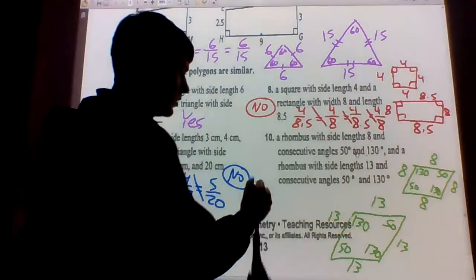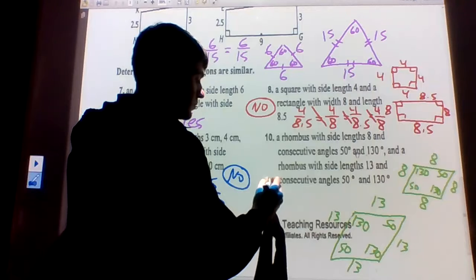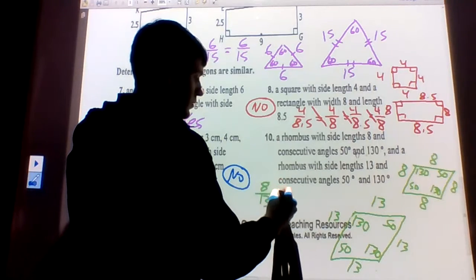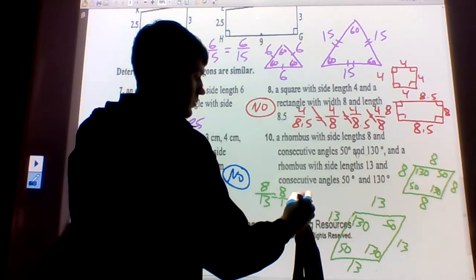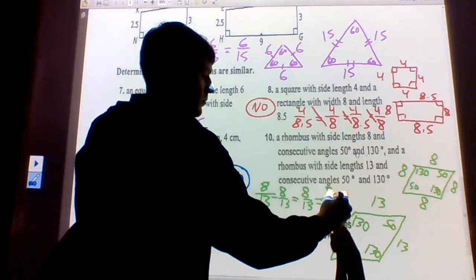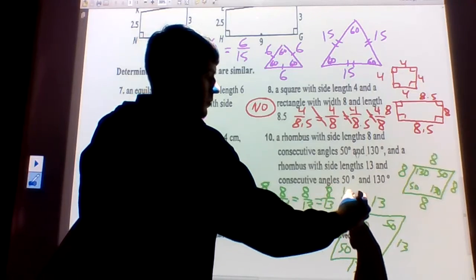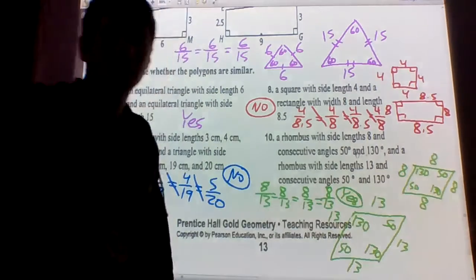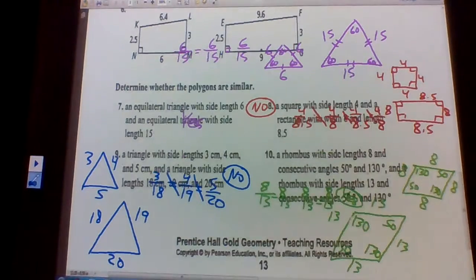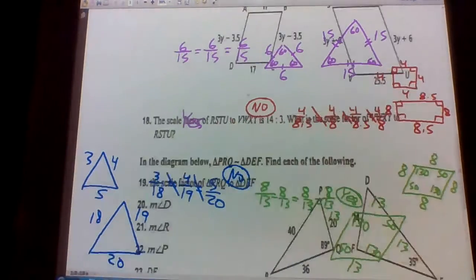Our sides, are the ratios of the corresponding sides equal? Well, 8 over 13, 8 over 13, 8 over 13, and 8 over 13. Yeah, they're all going to be the same. So this one's going to be yes. 8 over 13 is going to be the same ratio each time. That's the first half. Go to the second half.